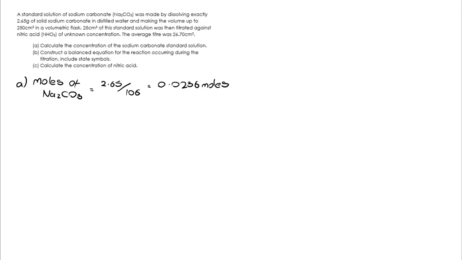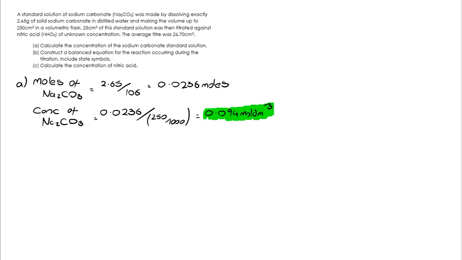I've now got my n, I want my c, so I'm going to need my v. And we're told that we're making 250 centimetres cubed. So when I do c is n over v, I'm going to remember to convert my cm cubed into dm cubed. That's really important because concentration is in moles per decimetre cubed, so this should be in decimetre cubed. And that allows me to get to a concentration of 0.094 mol dm^-3.